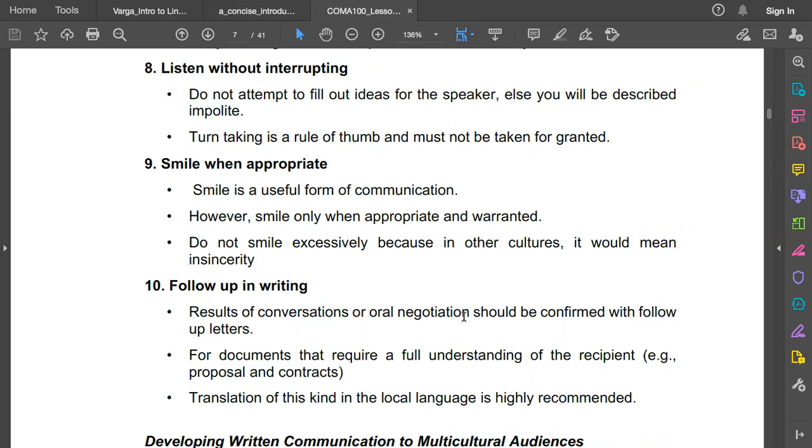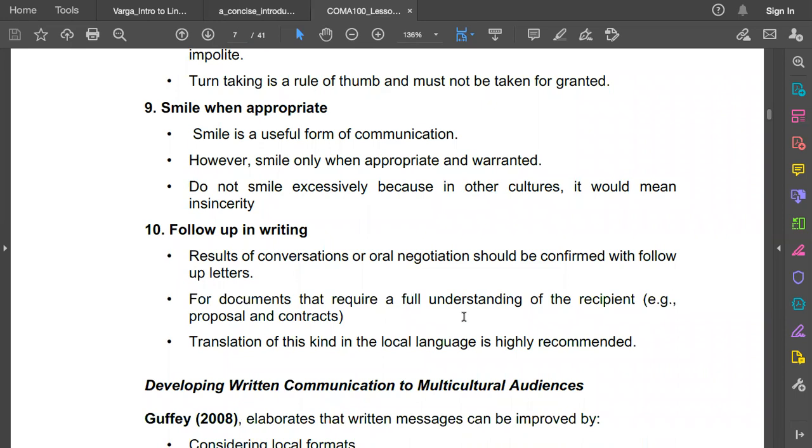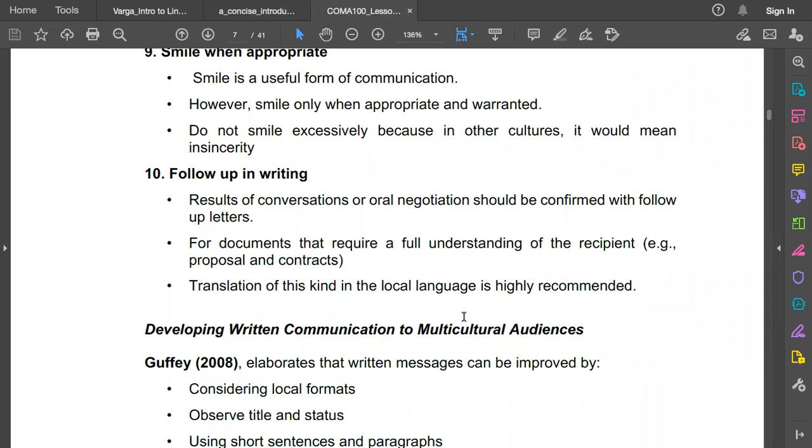Okay. Next, follow up in writing. So results of conversation or oral negotiation should be confirmed with follow-up letters. So that's why they are asking for evaluation and feedback, so that you ask them for feedback so that you can improve your talking skills. And it is but appropriate that translation into their local language is recommended.